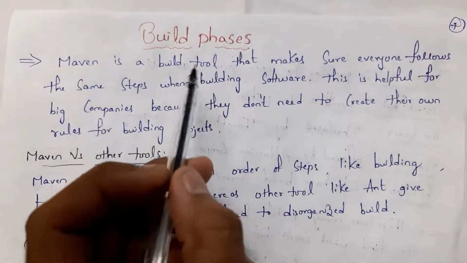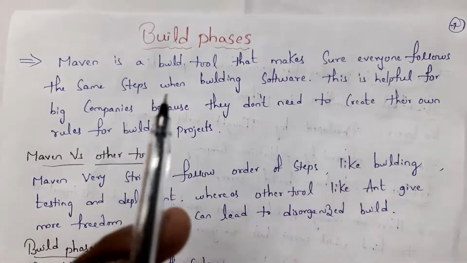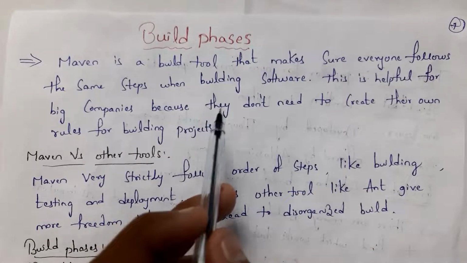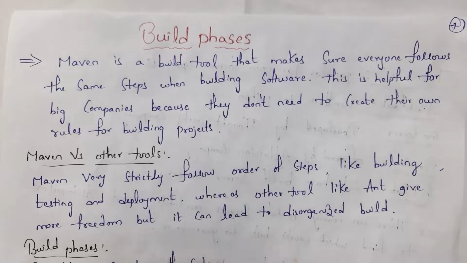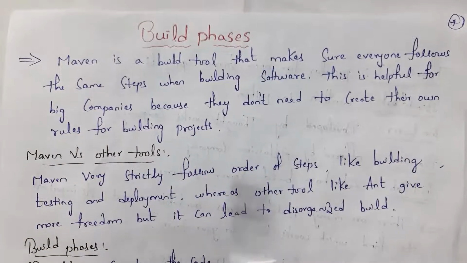Maven is a build tool that makes sure everyone follows the same steps when building software. This is helpful for big companies because they don't need to create their own rules for building projects. Guys, whatever project you take, you need to follow three rules in Maven. First one is building, next one is testing, and next one is deployment. So there is no need for companies to create separate rules. Maven very strictly follows the order of steps like building, testing, and deployment, whereas other tools give more freedom, but it can lead to disorganized builds.